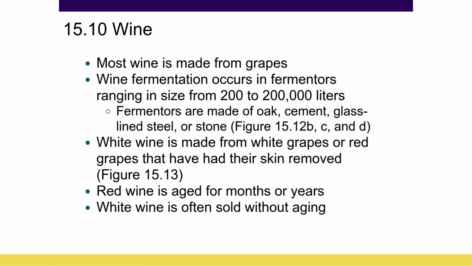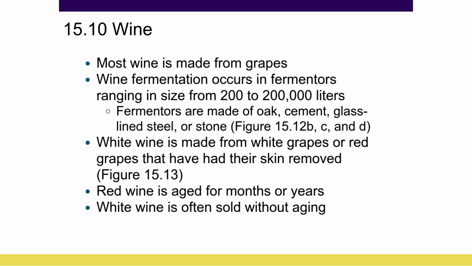Most wine is made from the fermentation of grapes. Wine fermentation takes place in fermentors that can range in size from 200 to 200,000 liters. These fermentors can be made from various materials, including oak, cement, glass-lined steel, or stone, as shown in figures 15.12b, c, and d. White wine is made from the juice of white grapes, or from red grapes that have had their skins removed immediately, which is illustrated in figure 15.13.